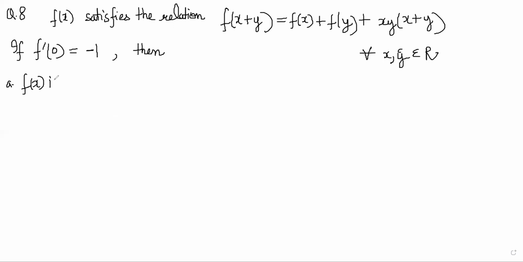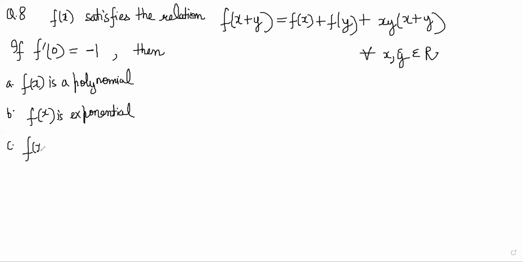First option is f(x) is a polynomial. Second option is f(x) is exponential in nature. Third option is f(x) is twice differentiable for all real x. And last option is f dash 3 is equal to 8.